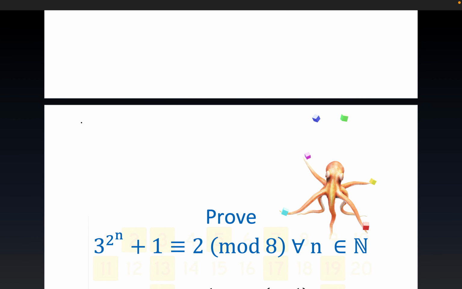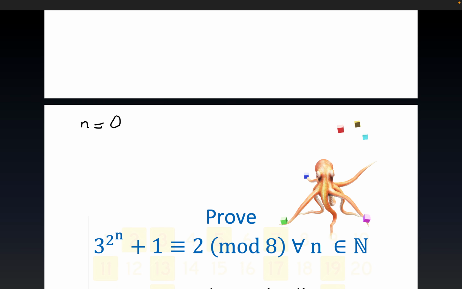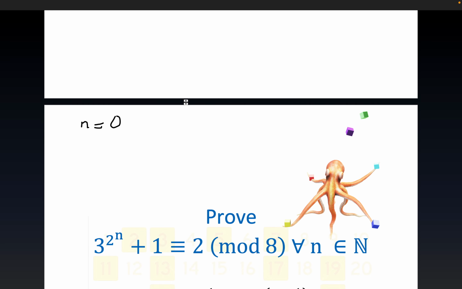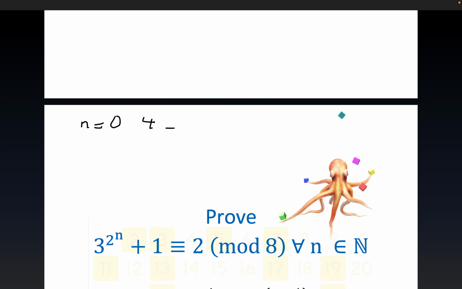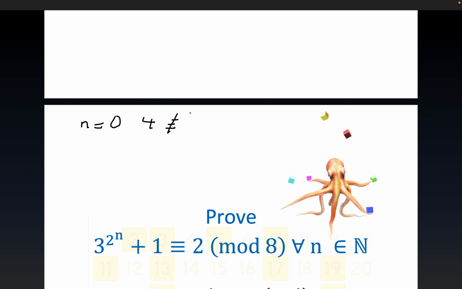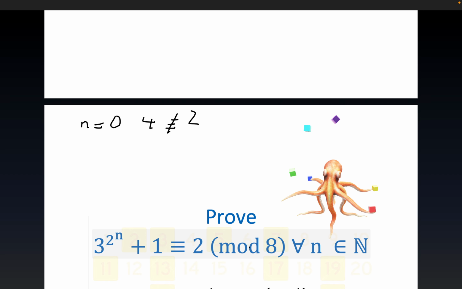Good evening, friends. Let's take a look at the first two or three special cases of this modular arithmetic result. So n equals 0, if you substitute right here, you would get 4 on the left-hand side. And notice that is not congruent to 2. And again, we're talking modulo 8 down here.